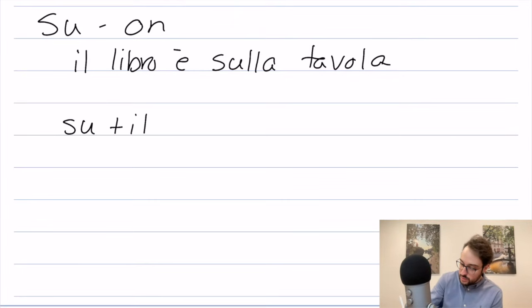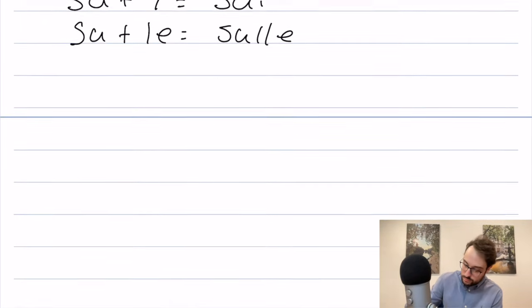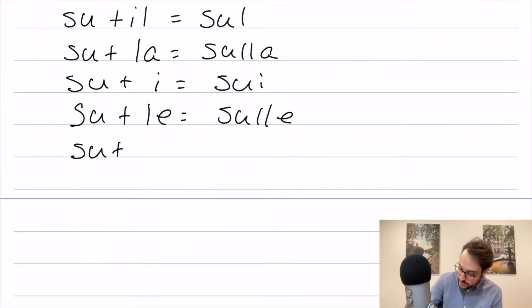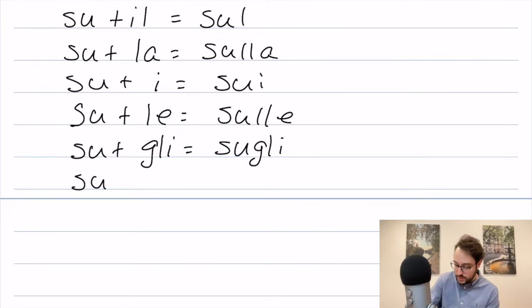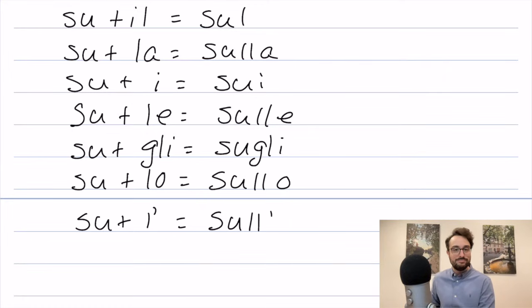Su plus il, sul. Su plus la, we just saw that one, sulla. Su plus i, sui. Su plus le, sulle. Let's move down. Su plus gli, sugli. I know I'm not following like a standard order for every single one of them. Su plus lo, sullo. Su plus l with an apostrophe, sul. Just depends on the noun that comes after.